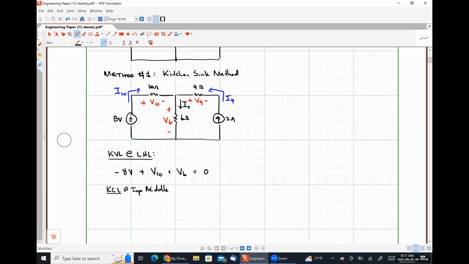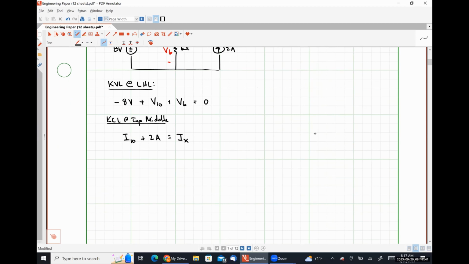So the currents flowing in to that top middle node are I10 and 2 amps, and the current flowing out is IX. And so now I have 2 equations and 4 unknowns. And so what I'm going to do now to relate things to each other is use Ohm's law, right? Actually, let me do these Ohm's law equations down on the bottom.